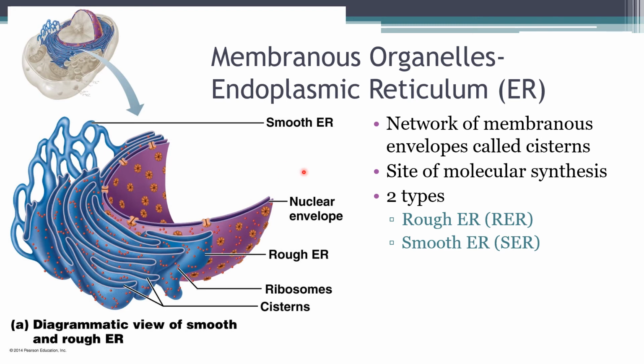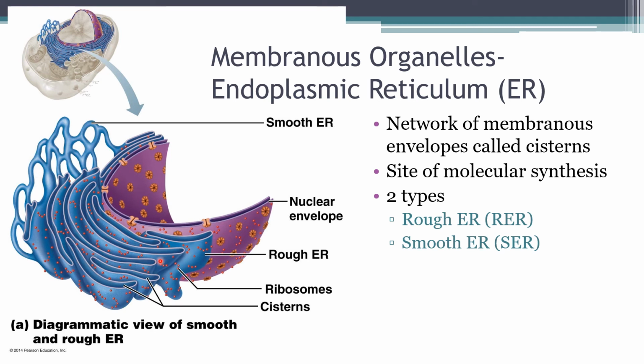So next is the endoplasmic reticulum. This is often just abbreviated as ER. The endoplasmic reticulum is going to be a network of membranous envelopes or pouches that are called cisternae. You can see those as the blue structures here. Okay? So those are the membranous pouches that are called cisternae.